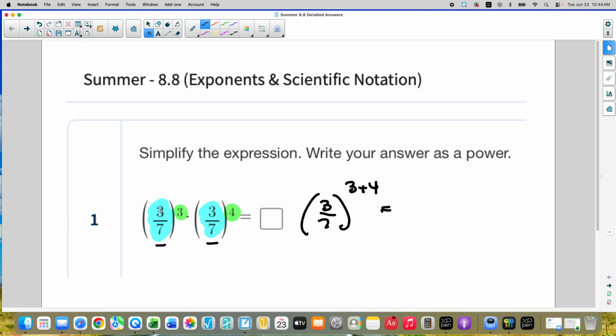And that is 3/7 times 3/7 times 3/7 times 3/7 times 3/7 times 3/7 times 3/7. And so logically, we have seven 3/7s multiplying themselves. And that's as far as you need to go.